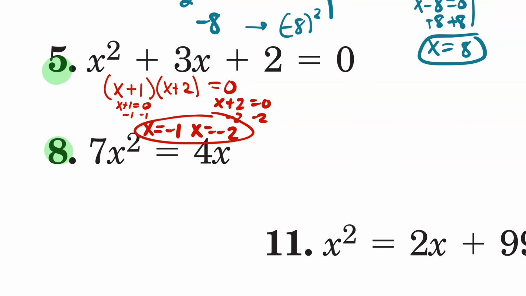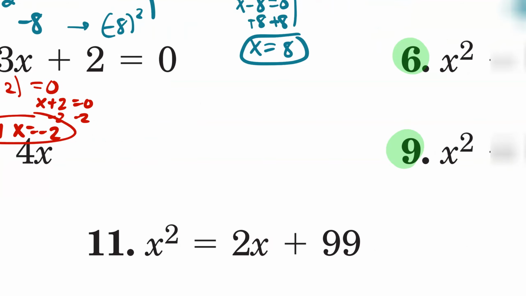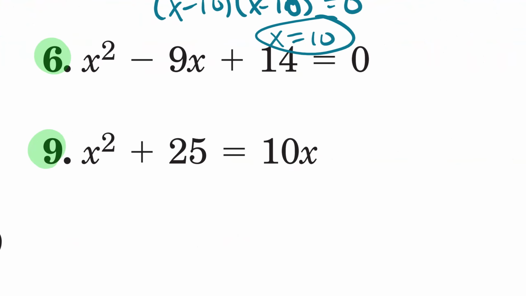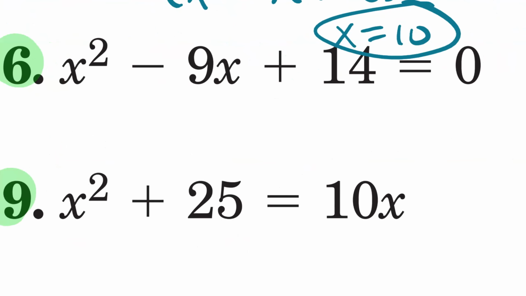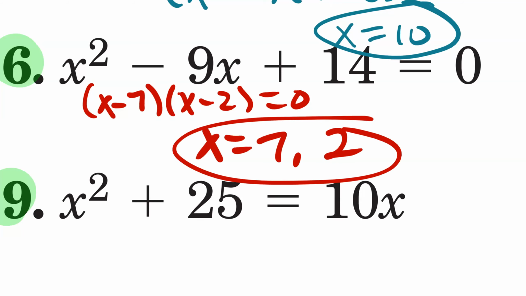Cool. Number six. Here we go. You okay? Just look like you're flip a table. Okay. Think about it. Don't say it out loud. Add to negative 9, multiply to 14. And go. Negative 7, negative 2. Okay, cool. So we see x equals 7 and 2.